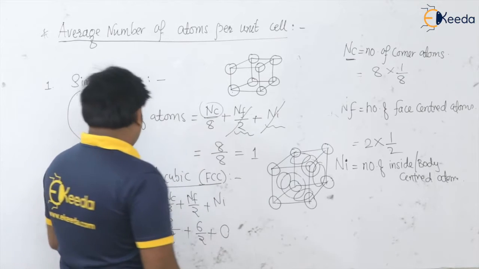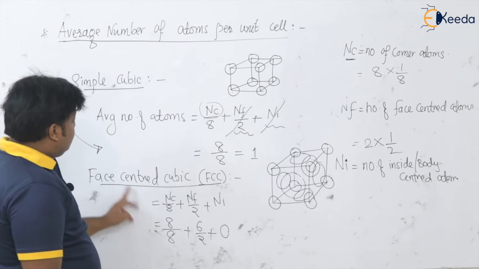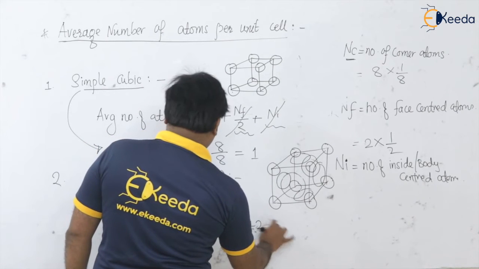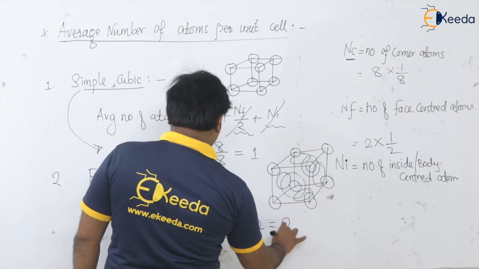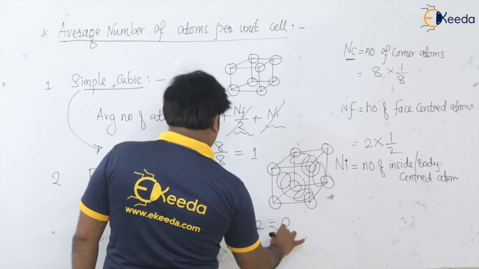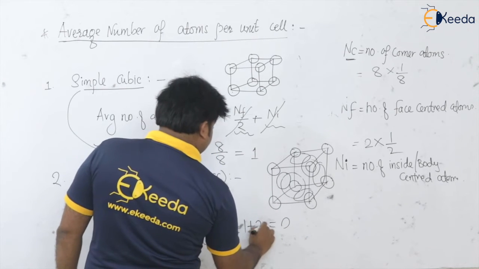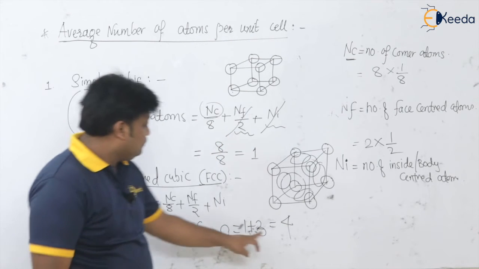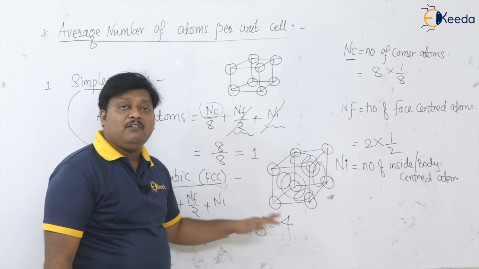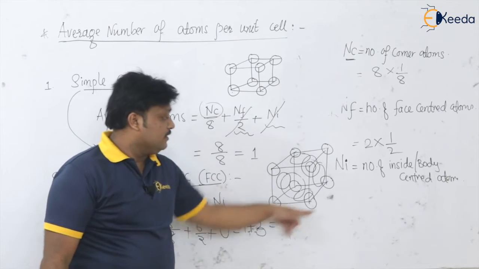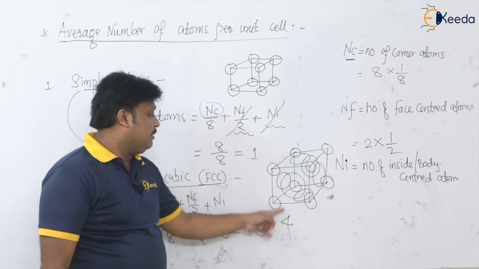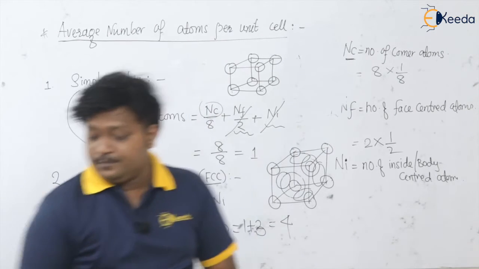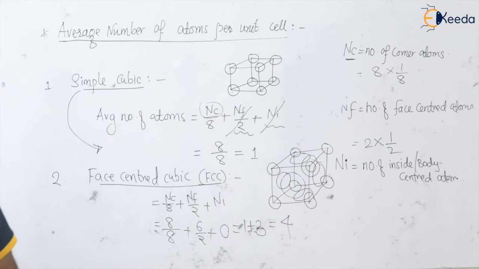So tell me, what is the average number of atoms in FCC? So this is 1 plus 3, it is equal to 4. Okay, so FCC is having 4 average number of atoms in its unit cell. Okay, so average number of atom कितने हैं इसके अंदर, और effective number of atoms in the FCC are 4. Like that we can calculate for BCC also.